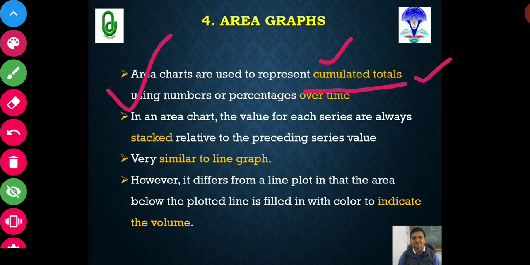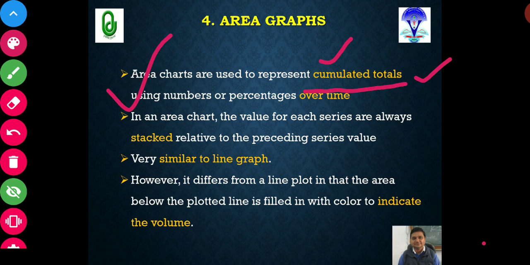In an area chart, the value of each series is always stacked relative to the preceding series value. So we are just presenting the chart in a stacked format. Stacked format means we first represent a particular category on the lower side, and then the next category on the upper side. We'll see one example, and then it will be very clear to you, because it is not commonly used, so it may be difficult for you to appreciate this area graph.